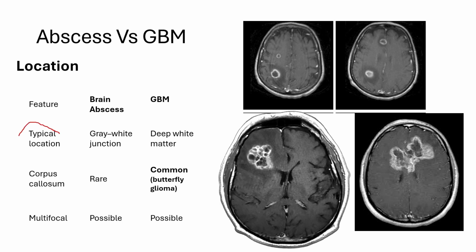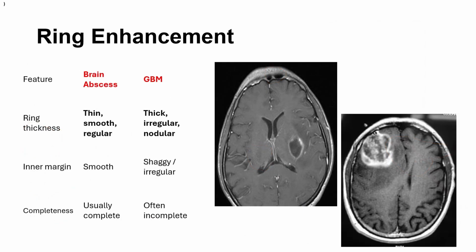First, location. The brain abscess is at the gray-white junction, as we can see in this image. This is the gray-white junction and it includes the deep white matter. This is the GBM including the deep white matter. Corpus callosum involvement: there is no or rarely corpus callosum involvement in the abscess, whereas the butterfly glioma can involve the corpus callosum. Both can be multifocal.